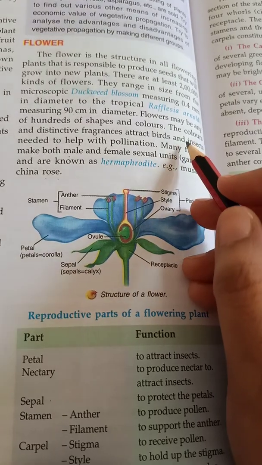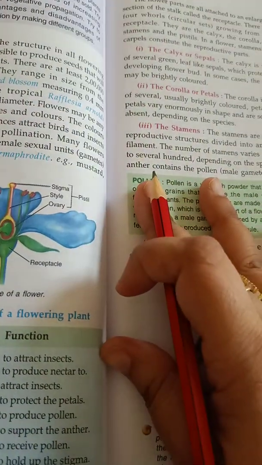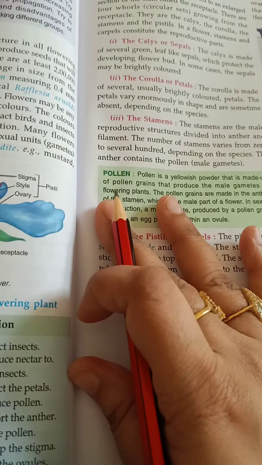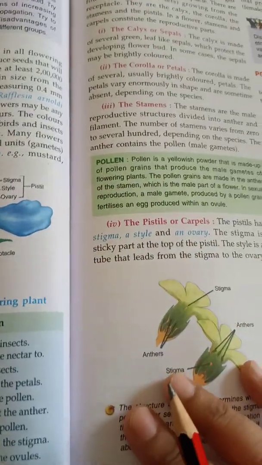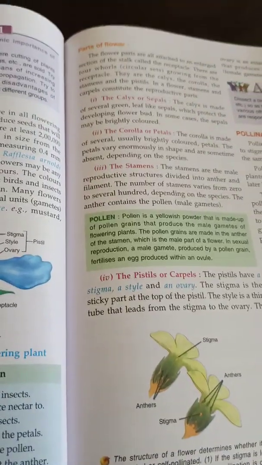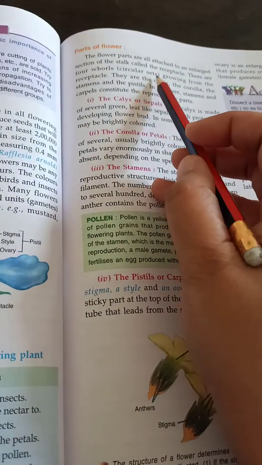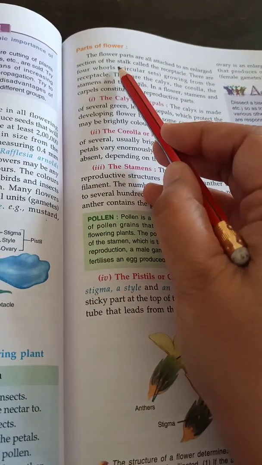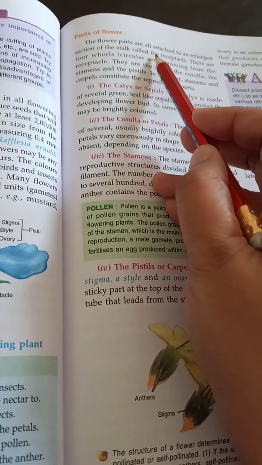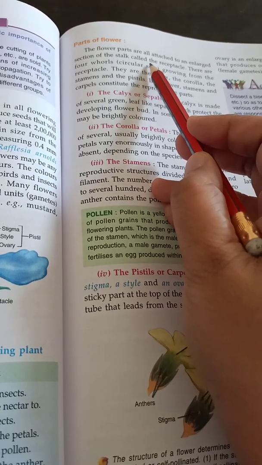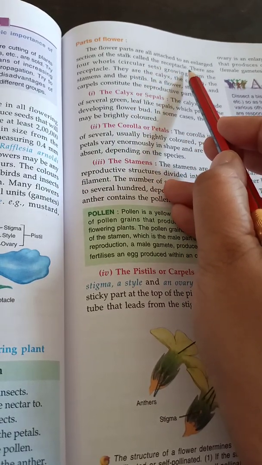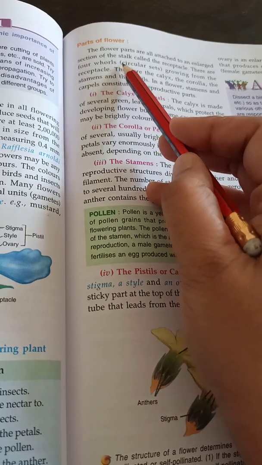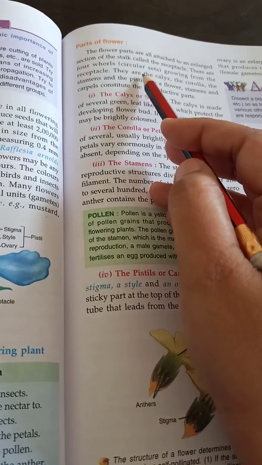Now we'll talk about the different parts of a flower. The flowers are all attached to an enlarged section of the stalk. In the center there is an enlarged section of the stalk which is called the receptacle, and there are 4 whorls of the flower. Which are the 4 whorls of the flower?